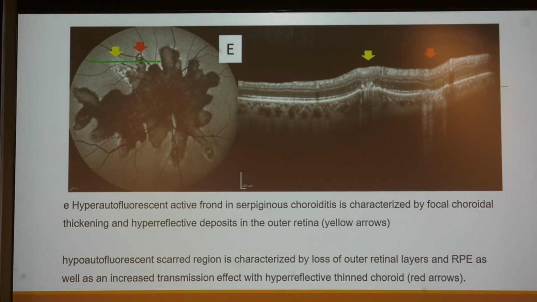The active lesion shows again thickening of the focal choroid and hyperreflective deposits in the outer retina. The yellow arrow shows the active part, and hypoautofluorescence the scarred part, characterized by loss of outer retinal layers and RPE, and the choroidal transmission is increased, so a hyperreflective thinned choroid is also seen underneath.